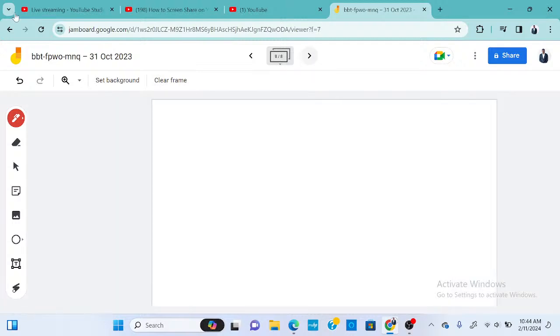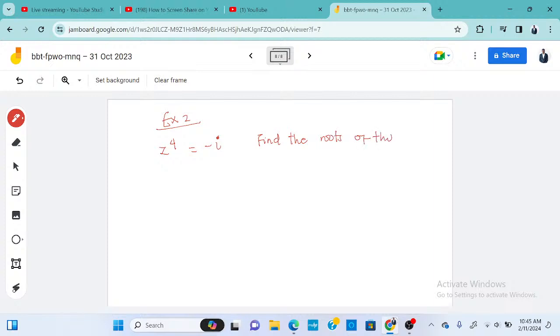So we are done with our first question. Now let's try another one, then we move to different problems. Let's see example 2. I have z to the power 4 is equal to negative i. So find all the roots of this equation.